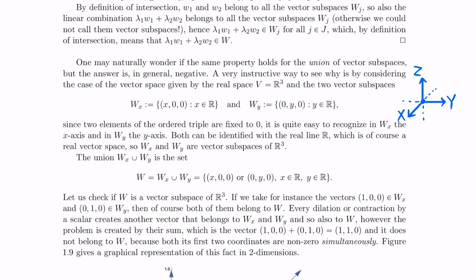Notice that the vectors belonging to Wx have just the first component, which can be different than 0, and so they are naturally identified with the x-axis. Similarly, the vectors belonging to Wy have just the second component, which can vary, and all the others are fixed to 0, and so this vector space can be identified with the y-axis. As a consequence, their union, as it is written here, can be identified with all the vectors of either the x-axis or the y-axis.